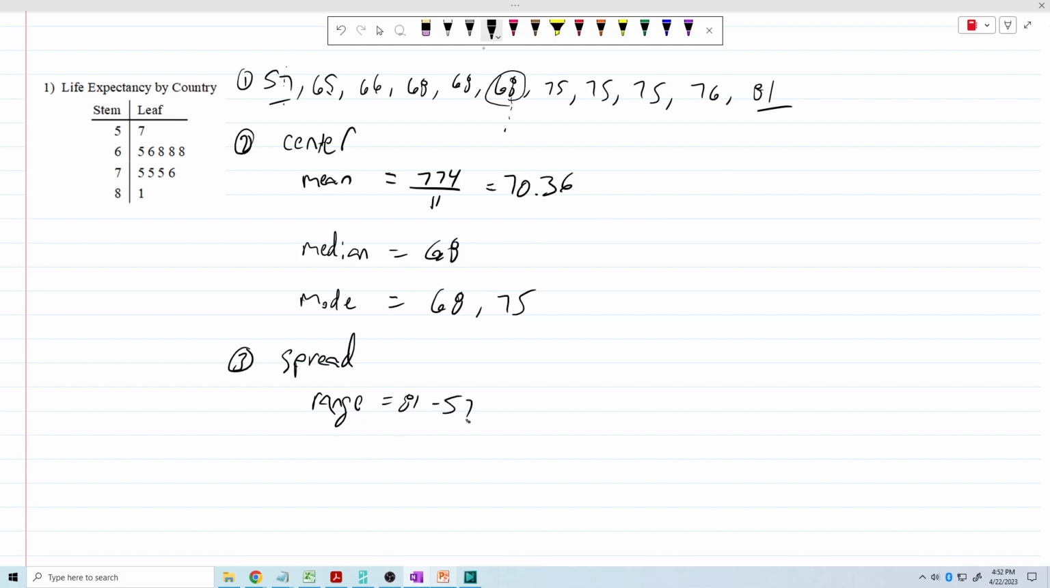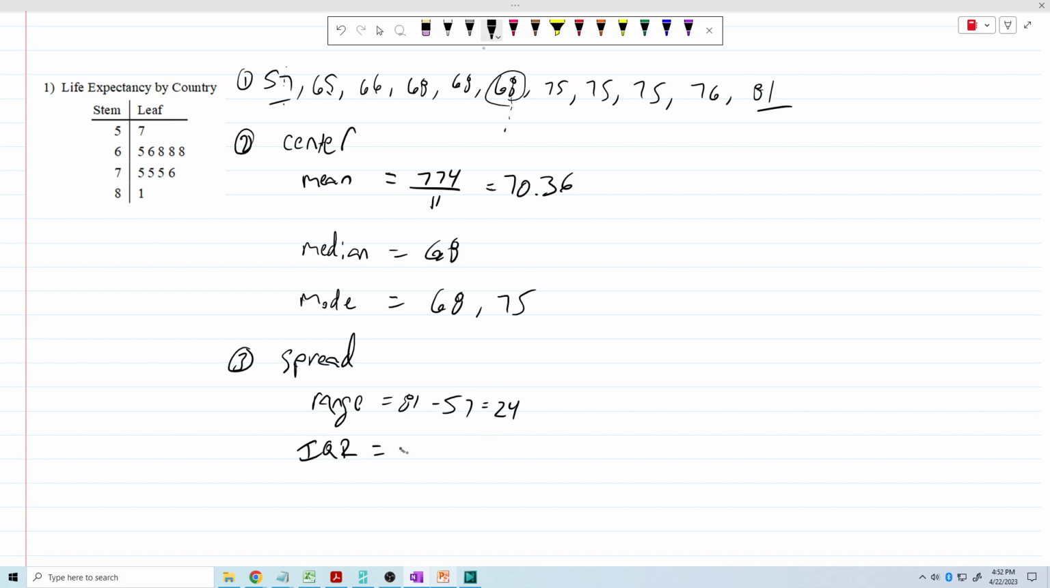81 minus 57. That is, I think, 24, right? 24, let's see. Oh, indeed it is, guys. So there we go, there's the range. Now let's do interquartile range.